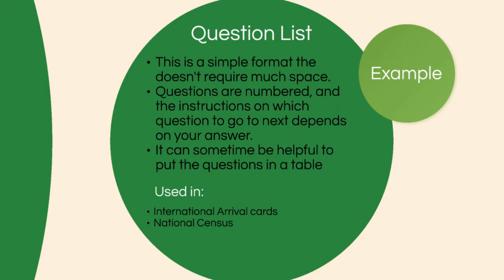It's pretty self-explanatory. All right, it's a list of questions and the questions are numbered. And depending on your answer for the first question, that will tell you which question to go to next. Sometimes if you've got a lot of questions, it can be helpful to put them in a table. So you've got the question in one column and then perhaps where you need to go to in another column. We've also seen this used in international arrival cards. If you've been overseas, when you come back, you have to fill it in and there'll be some things there. Also, if you've ever helped your parents fill out the census, there will be some questions there about that.